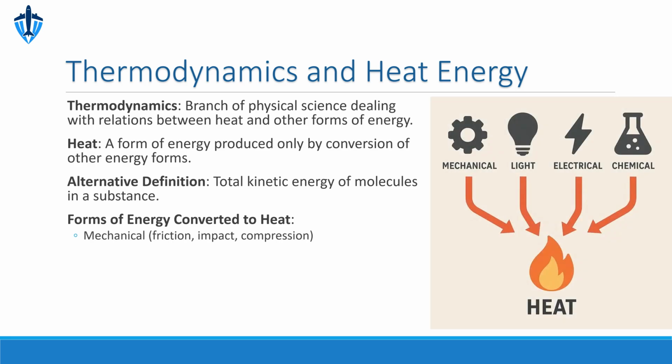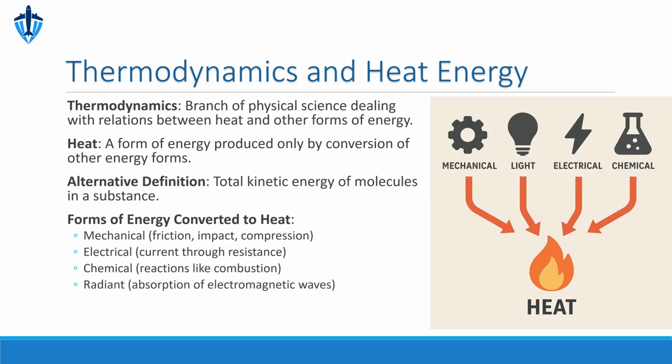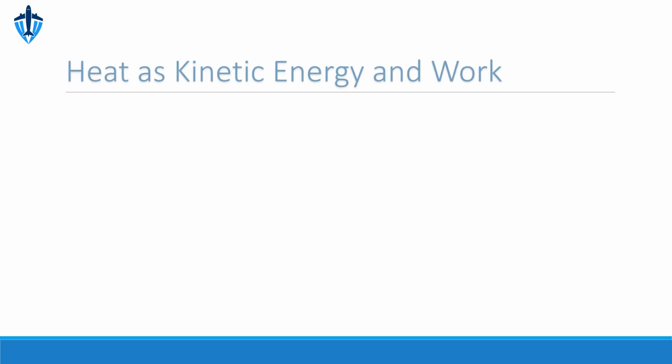Mechanical energy from friction or compression turns into heat. Electrical energy does the same when current meets resistance, like in an iron or bulb. Chemical reactions release heat during burning or explosions. Radiant energy from light or X-rays heats objects on absorption. Nuclear fission in reactors or bombs unleashes massive heat, and ultimately, nearly all heat traces back to nuclear fusion in the sun. Now, let's connect heat to work and motion.